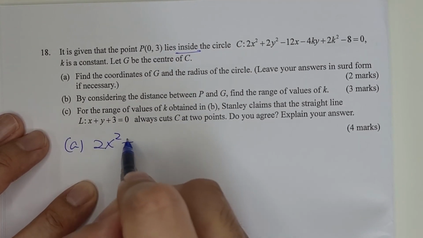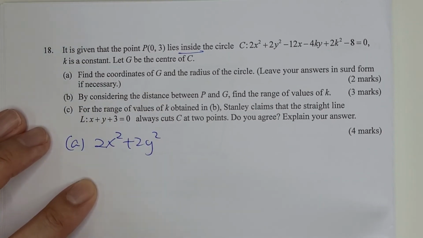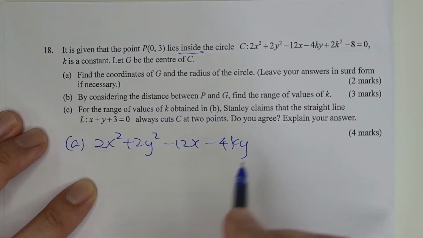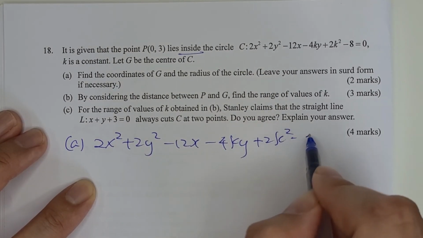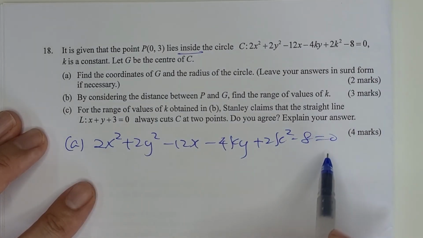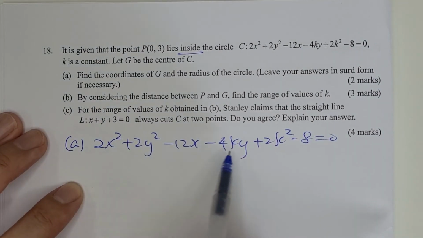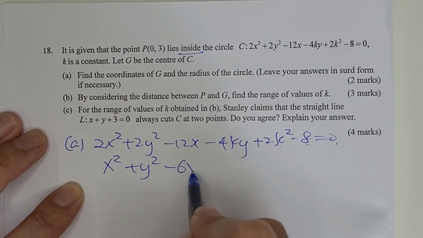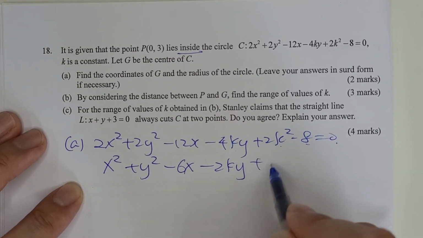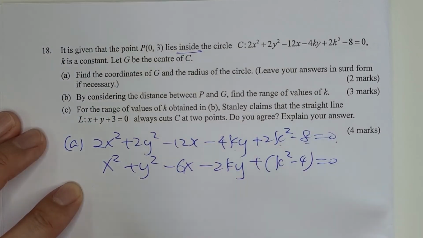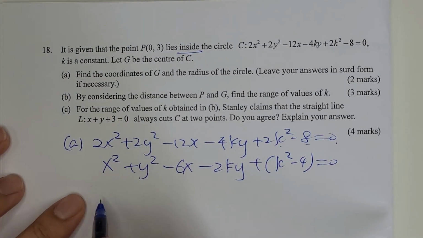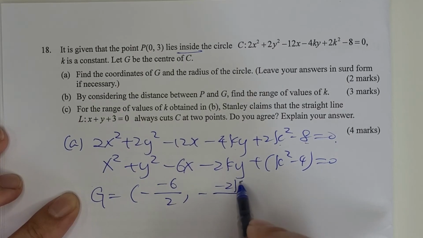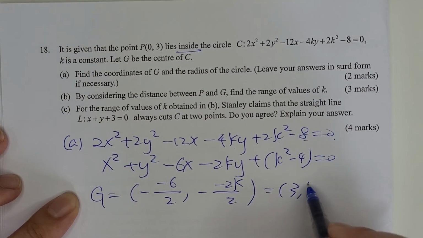When you are working with the equation of circle, you need to make sure one thing. The coefficient of x squared and y squared must be 1. So in here, you cannot work it right now. You need to divide all terms by 2. Go back to x squared plus y squared minus 6x minus 2ky plus k squared minus 4 equals 0. And then find center of G. That is negative d over 2, negative e over 2. That is (3, k).